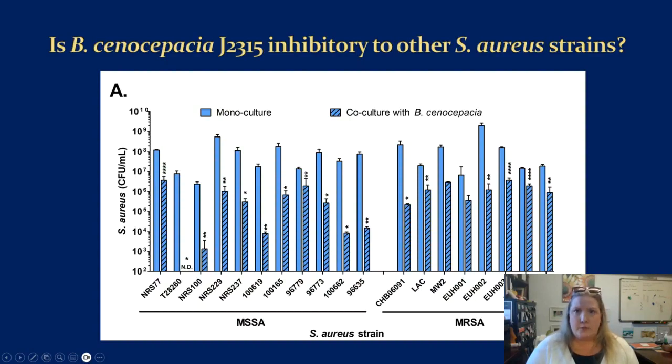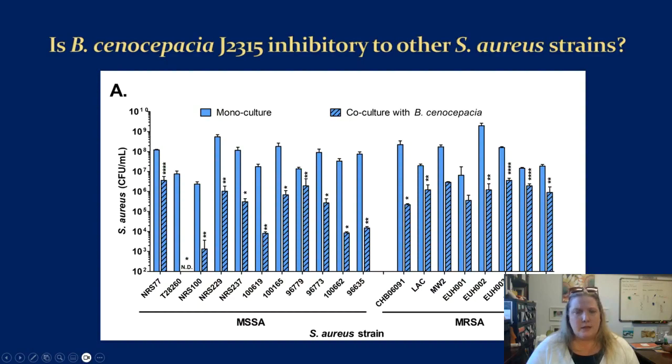And we got a bunch of strains from Norton Hospital here in town and other sources, like Emory University, where I have a collaborator. And we looked at methicillin-sensitive strains and methicillin-resistant strains. And you can see that when they're by themselves, they grow fairly robustly. And when they're in the presence of this particular cenocepacia, most of them are reduced to very high levels, regardless of whether they're MSSA or MRSA.